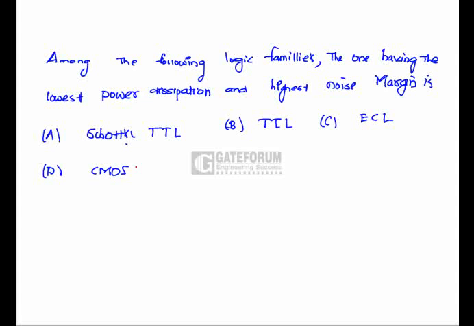Following logic families, the one having the lowest power dissipation and the highest noise margin is. Here CMOS is the correct option, because in CMOS the static power dissipation is very low, that is the power dissipation is mainly because of the dynamic power dissipation, as well as the noise margins are also very high in case of CMOS, hence option D is correct.